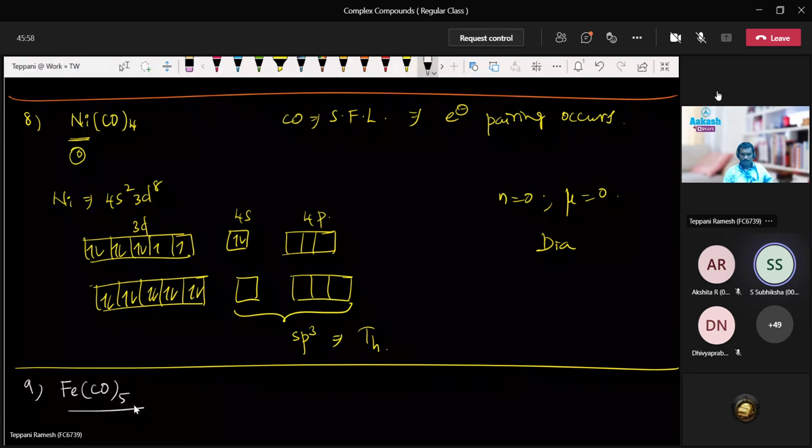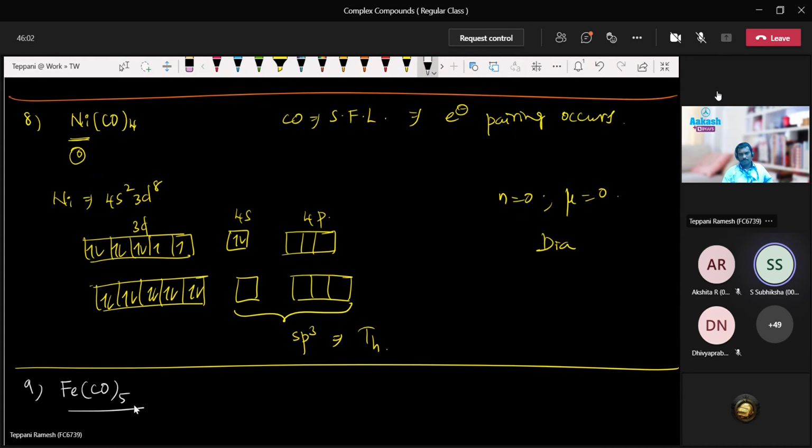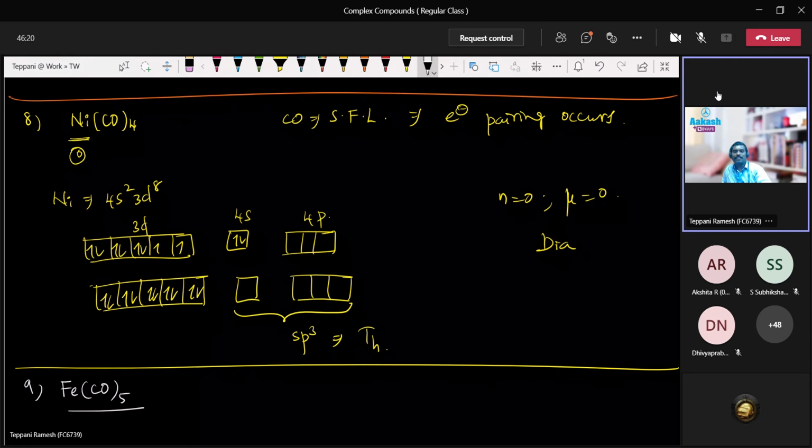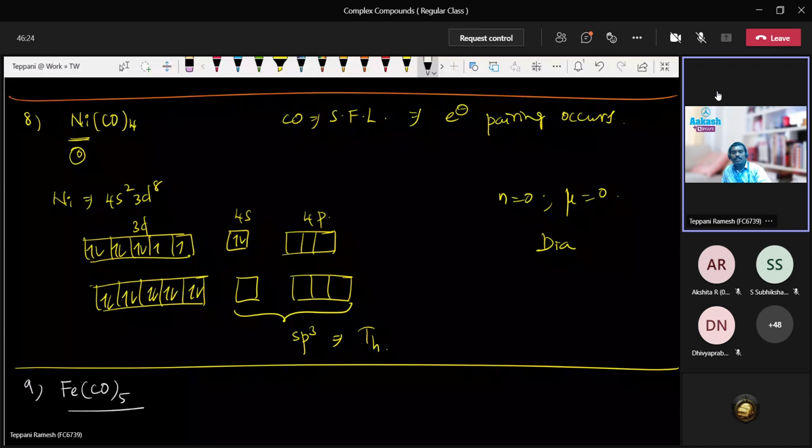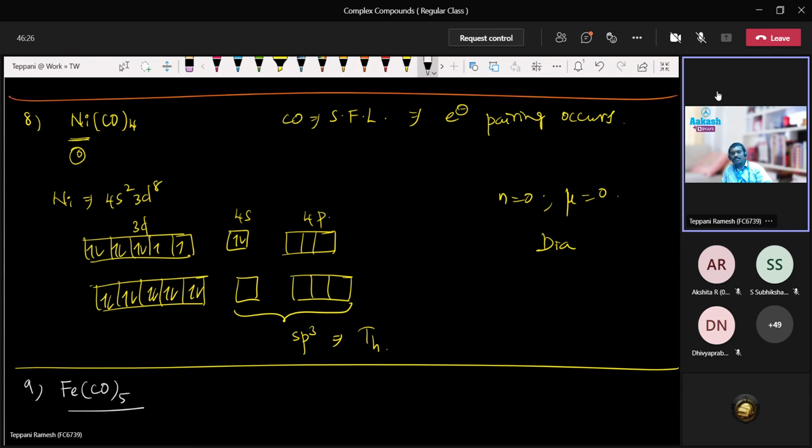Sir, dsp3. How many ligands? Check there. Five. dsp3, sir. dsp3 correct. dsp3 or sp3d, the structure is the same.